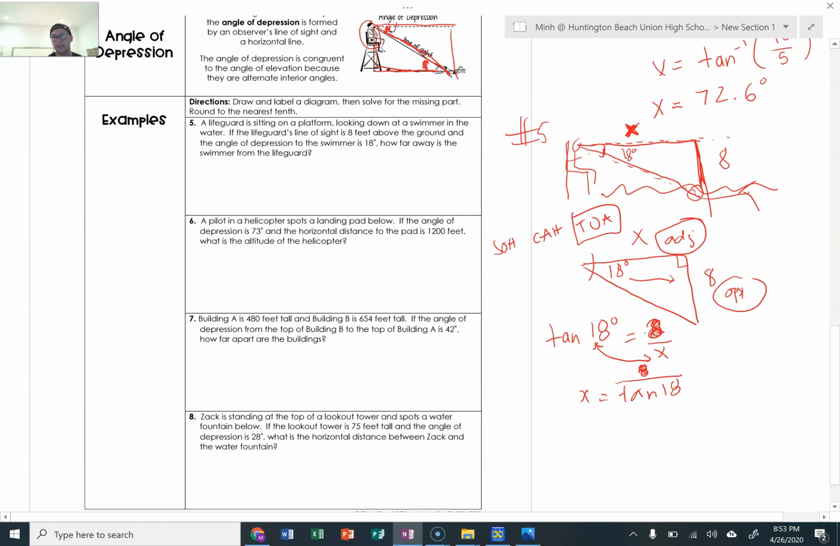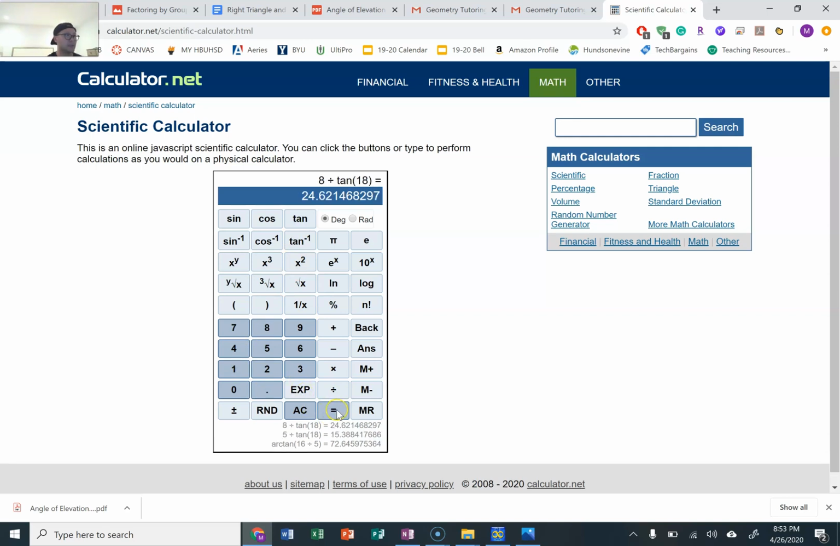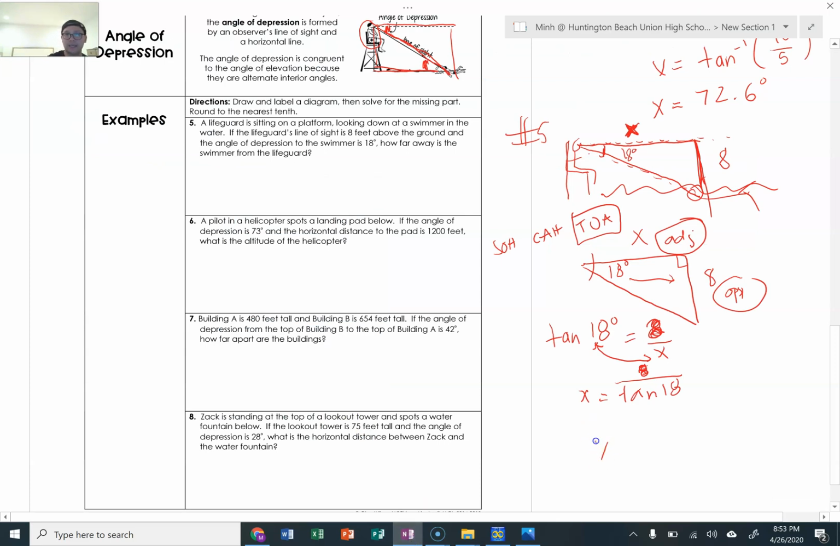Okay, so my bad. So we're going to go ahead and recalculate 8 divided by tangent 18. So 8 divided by tangent 18. Press enter. So that's going to be 24.6. So in this context, x is going to be 24.6 feet. So the space horizontally is going to be 24.6 feet apart. All right, cool.